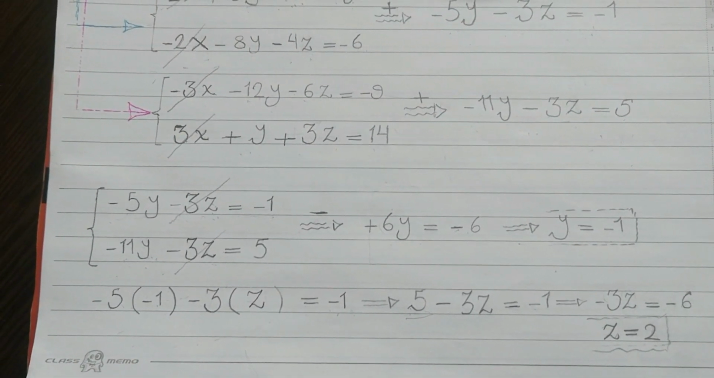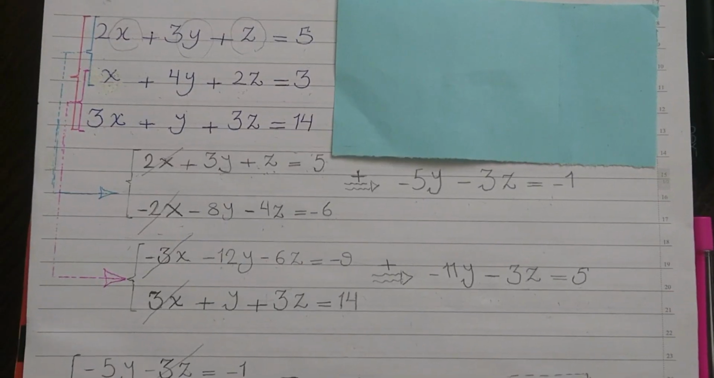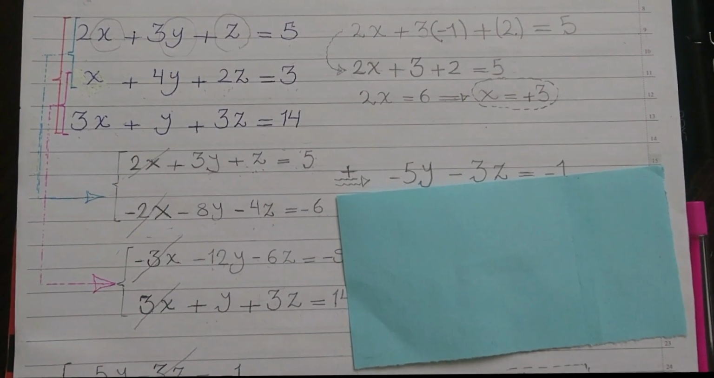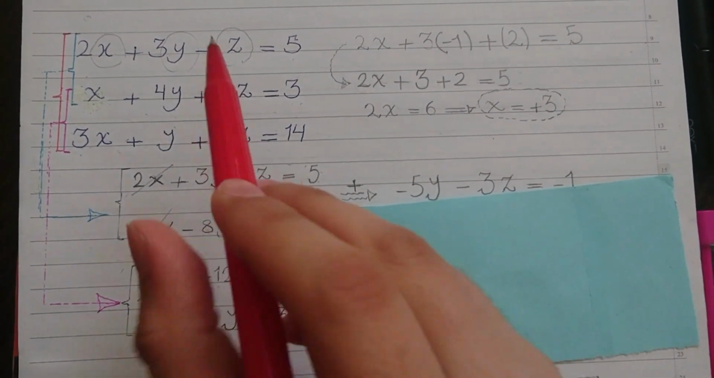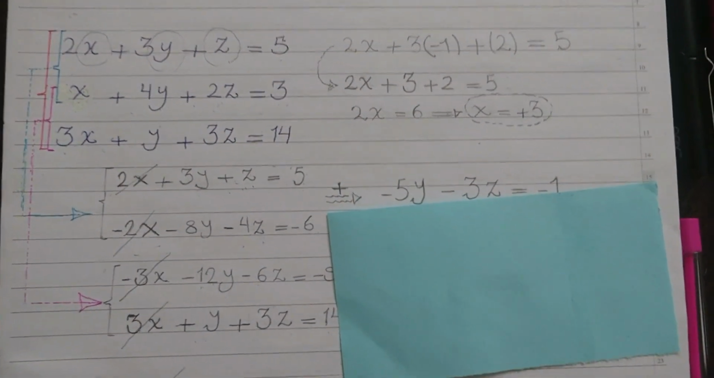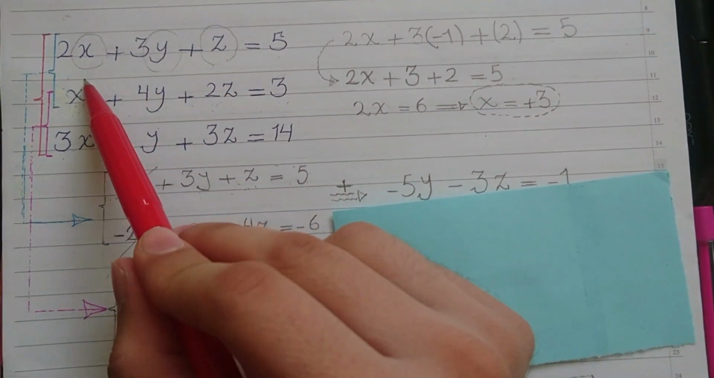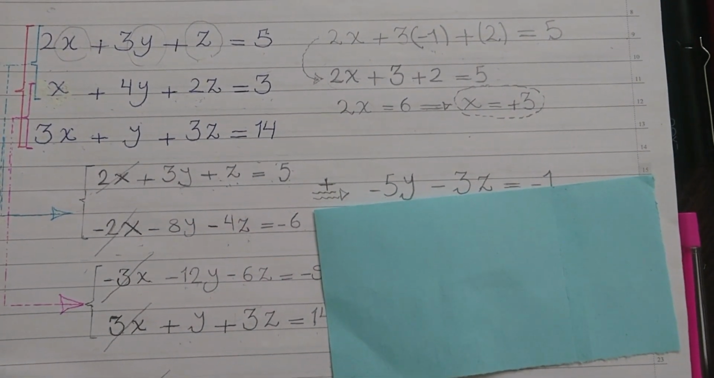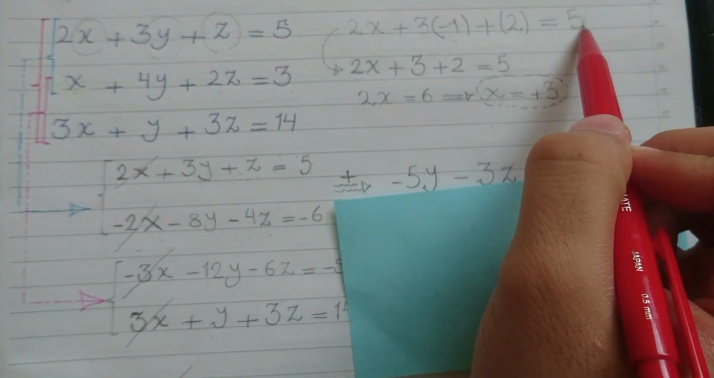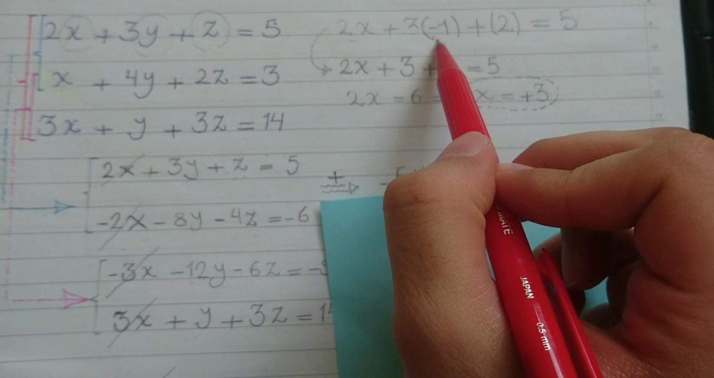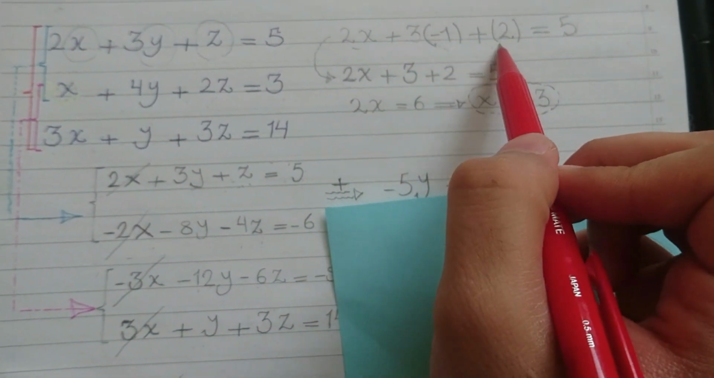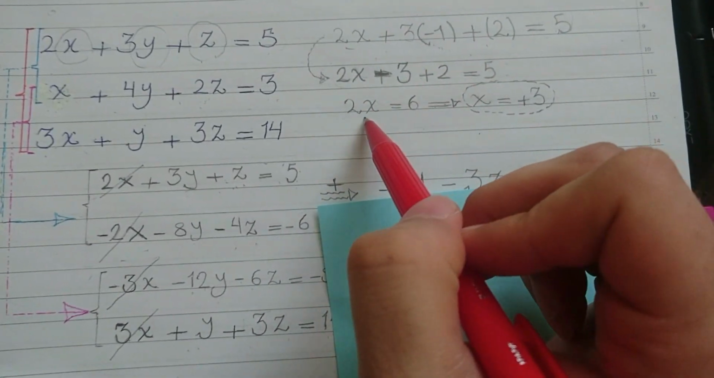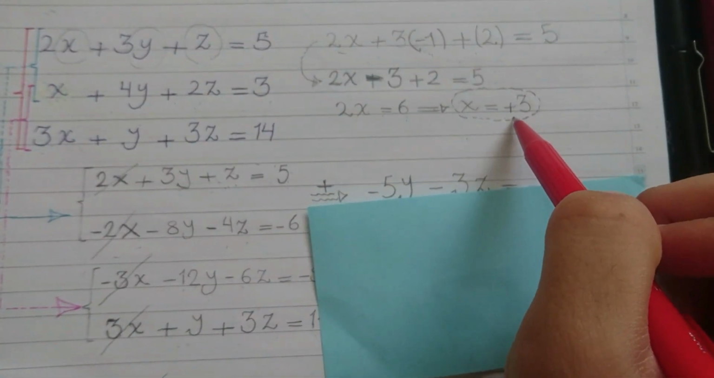Now we have two variables, and we need to find our variable x that we omitted. So the variable y equals negative 1 and the variable z equals 2, and here we can substitute y and z in one of these equations to get the variable x. I'm going to use the first equation. We have 2 times x plus 3 times y, which is negative 1, plus z, which is 2, equals 5. So 2x plus 3 times negative 1, which is negative 3, plus 2, gives negative 1, and 6 overall on the right side. Actually here it is negative 3, and 2 times x equals 6. X is going to be positive 3.